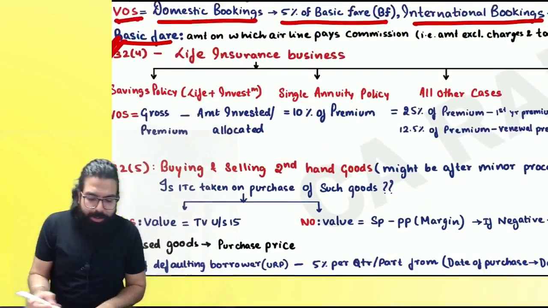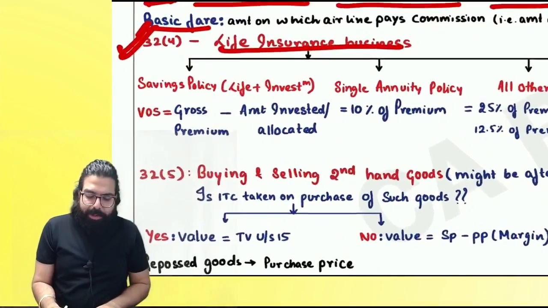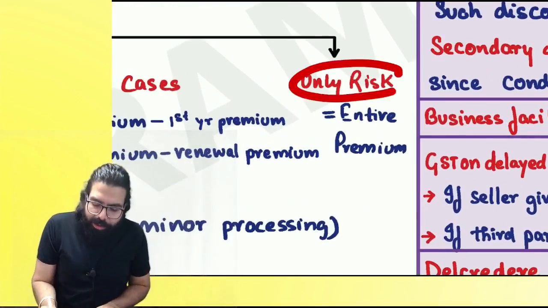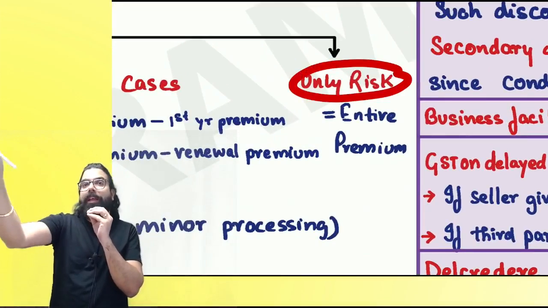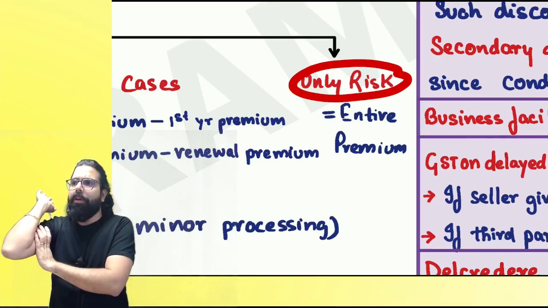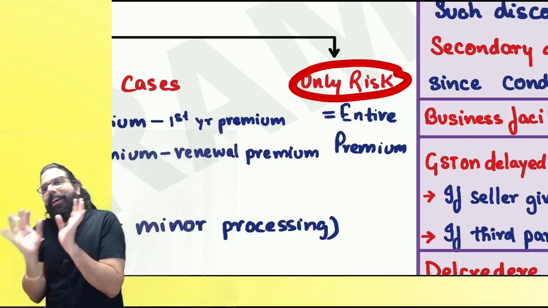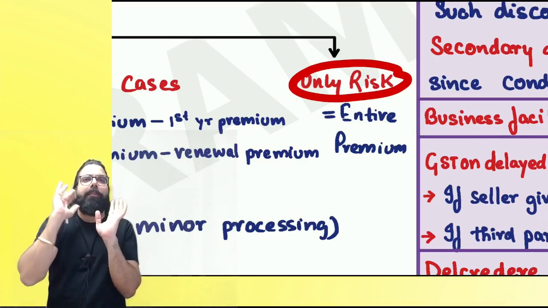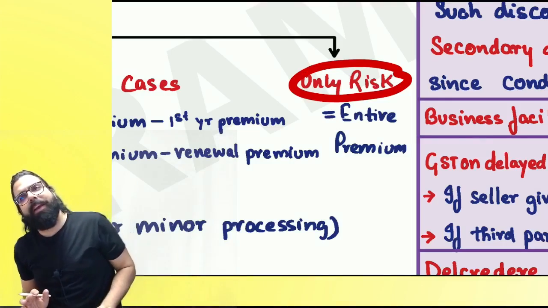Now the next one over here is life insurance business. Sir, what will happen in case of life insurance business? Always remember, if it is only a risk policy, then whatever I am insuring, I am going ahead and telling, sir, I will take care of the risk of your life, correct or not? Are we clear, everyone? And I charged you an amount. I gave you a service by covering the risk of your life. Whatever premium you are giving is the value of my supply.